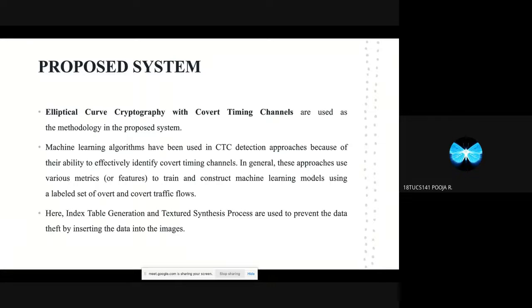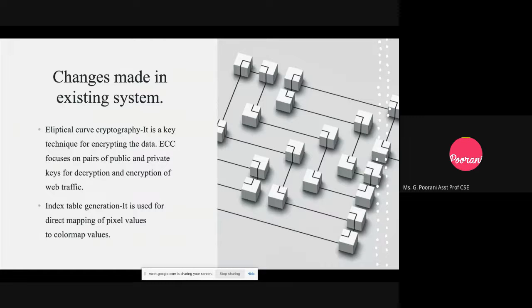Proposed system. In order to overcome the above disadvantages, we propose a system with a methodology called elliptical curve cryptography with covert timing channels. Machine learning algorithms have been used in CTC detection because they effectively identify the covert timing channels. Okay, next. I have read it. Next.